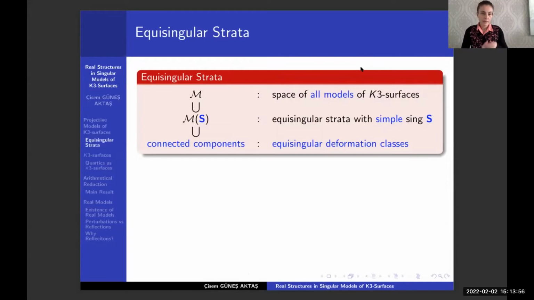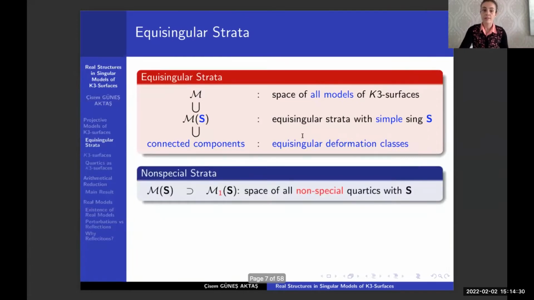Okay, let's talk about eco-singular strata a bit. The eco-singular strata is here, this space, and M is the space of all projective models that I mentioned in the previous slide. We can collect all such models in this space M. And inside here, we have this smaller family, the eco-singular strata with a certain singularity set S, and this can be divided into its connected components that correspond to eco-singular deformation classes.